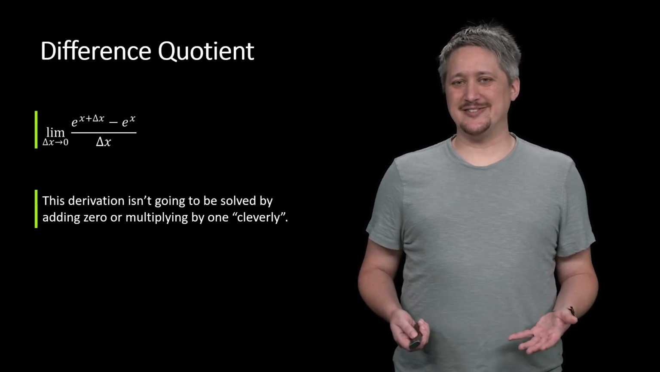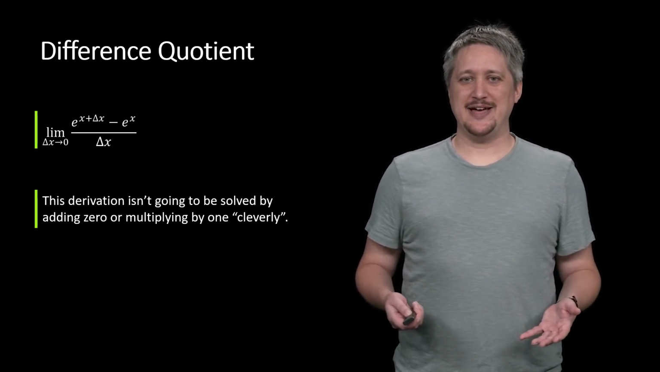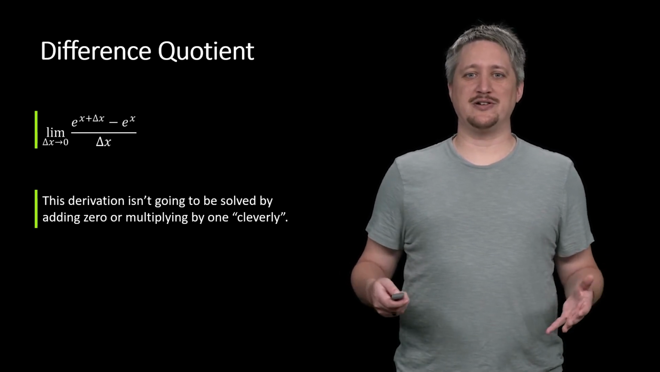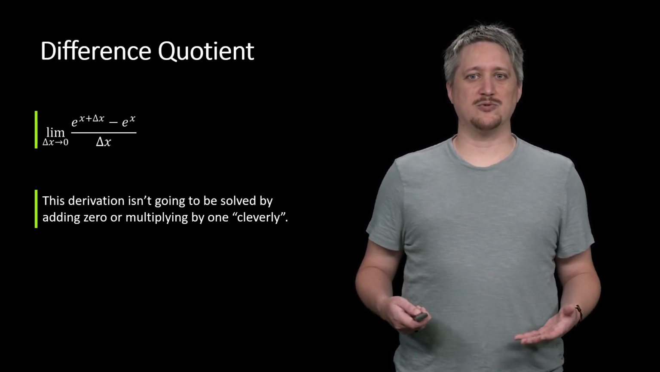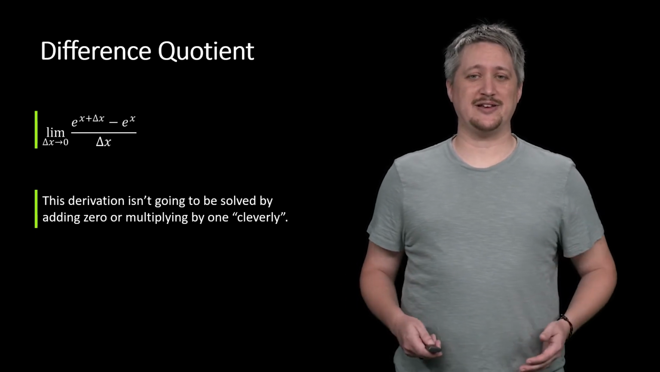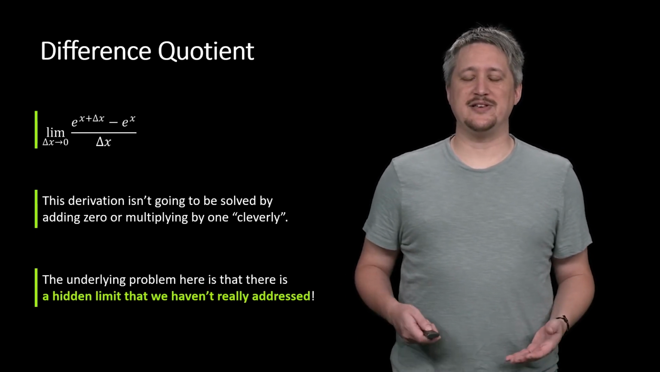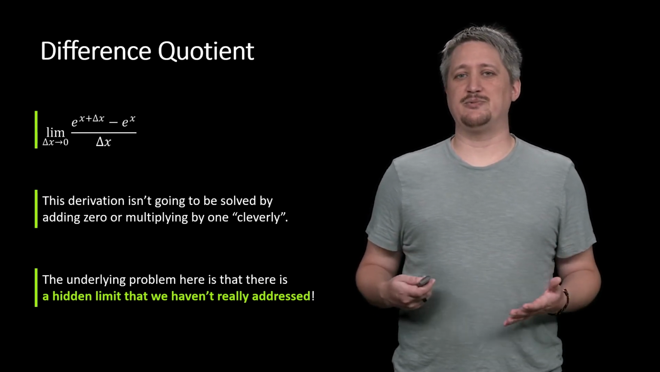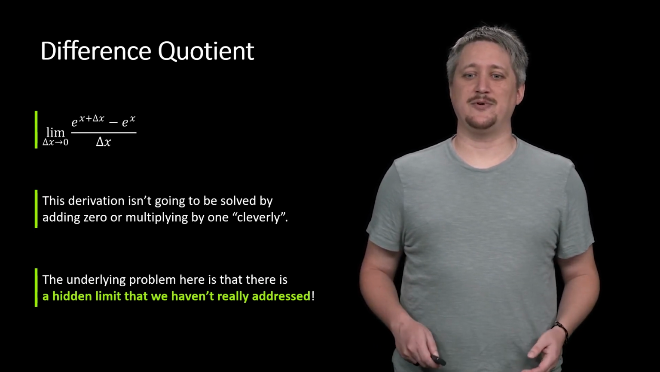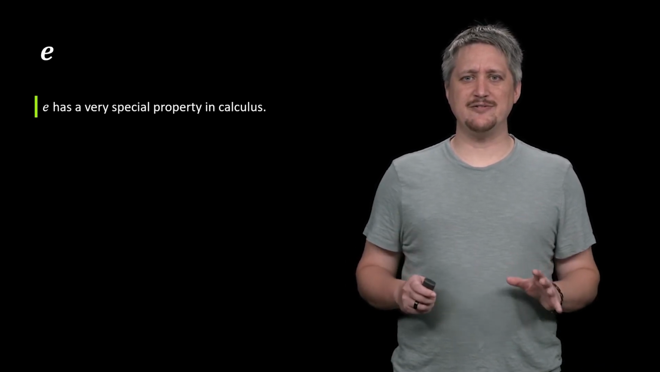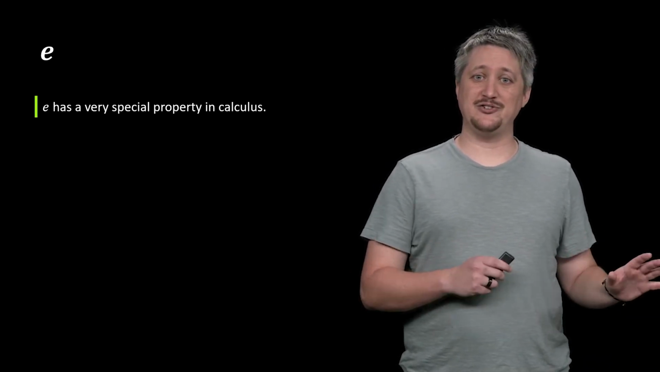It turns out this is not going to be solved by adding 0 cleverly or multiplying by 1 cleverly. There's a different technique we have to go through. The reason is that our underlying problem here is that there's really a hidden limit we're not addressing yet, and that has to do with e. As mentioned, e is going to be playing a special role, so it's noteworthy to talk about e for just a second here.